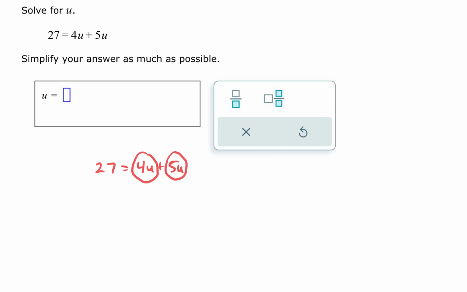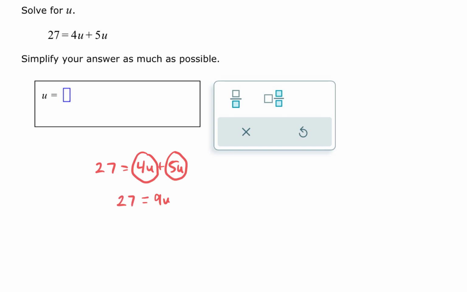They have what's called a coefficient in front of the variable. The 4 and the 5 are the coefficients. The coefficient just tells you how many of that variable you have. So if I have 4 of something called u and I combine it with 5 of something called u, I end up with 9 of something called u. And the left-hand side is equal to 27.